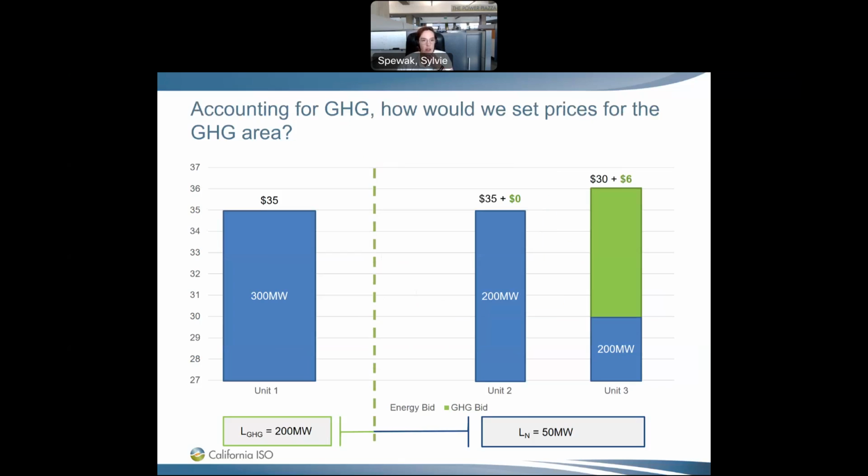Now let's take a look at the GHG area. How do we dispatch resources and set prices? Well, compared to the non-GHG area, now Unit 3 is no longer economic. It costs $36 per megawatt hour to dispatch and to meet load in the GHG area. So we'll have to take capacity from either Units 1 or 2.